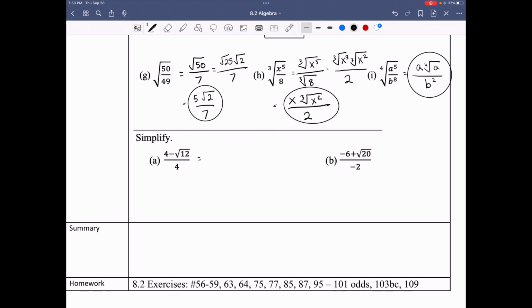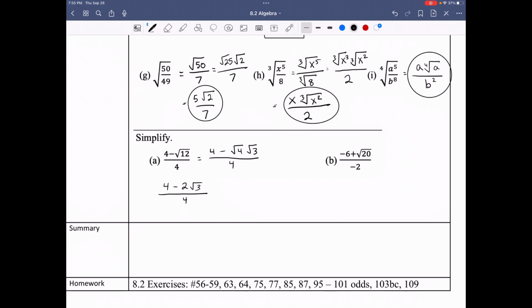together with your groups. All right, so we have 4 minus the square root of 12 is the same as the square root of 4 times the square root of 3. So then we have this. We can take the square root of 4, so that we get 4 minus 2 square roots of 3 over 4. And I believe that's as far as we can simplify this, because we can't cancel those 4s.